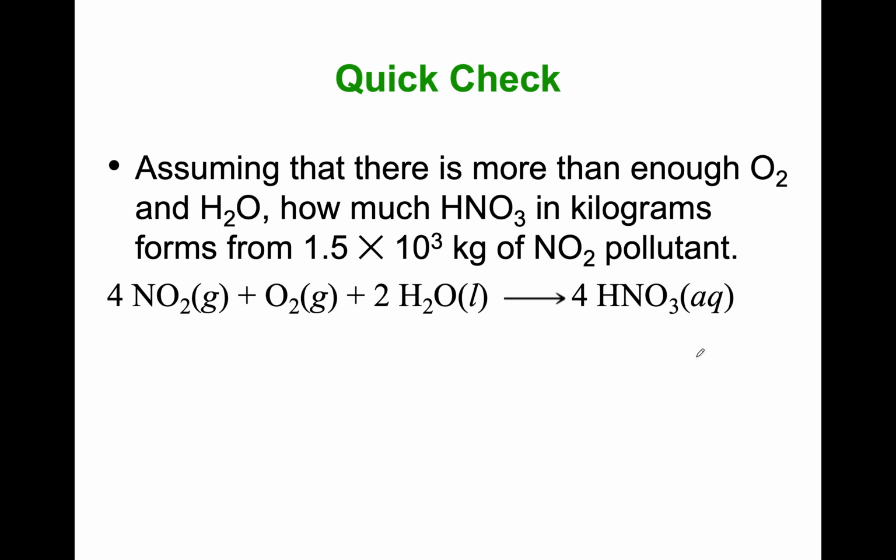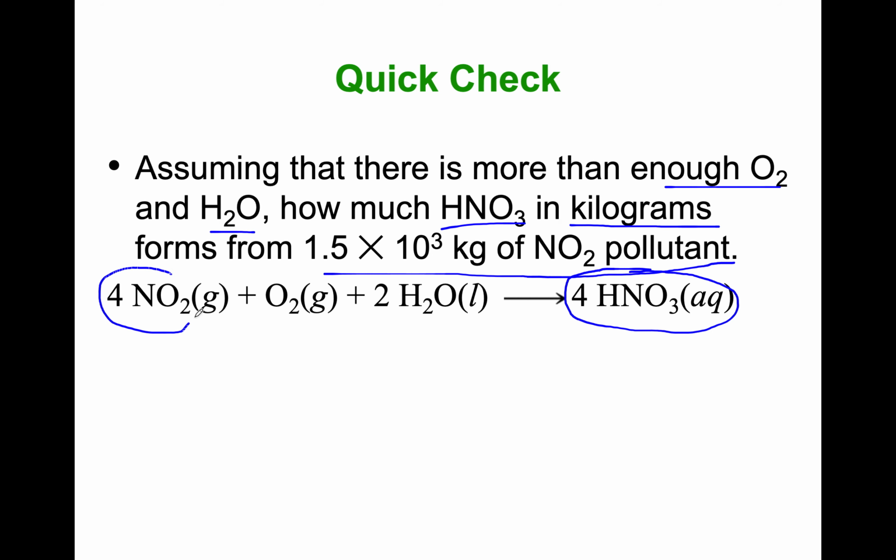Let's take a look at another one. Got more than enough O2 and water. We're interested in this HNO3, this nitric acid, in kilograms. And you're given kilograms of NO2. Okay, so NO2 to HNO3, look, mole ratio, 4 to 4. Oh, that can be tempting. Well, it's just 1 to 1, no problem. Don't forget, you're in kilograms.